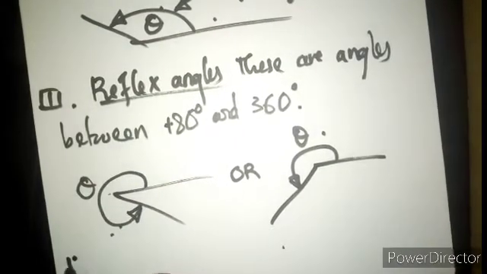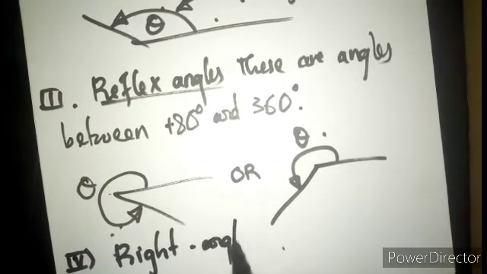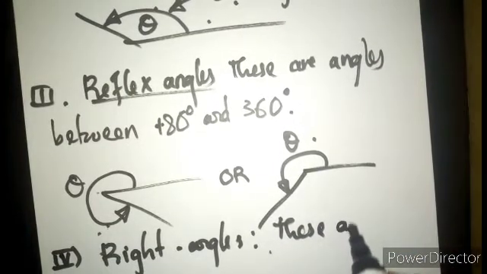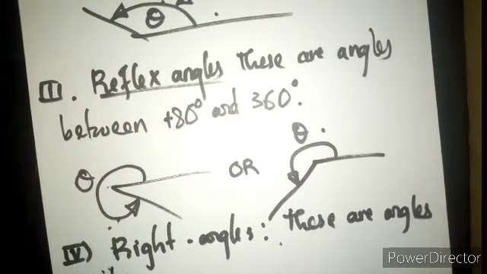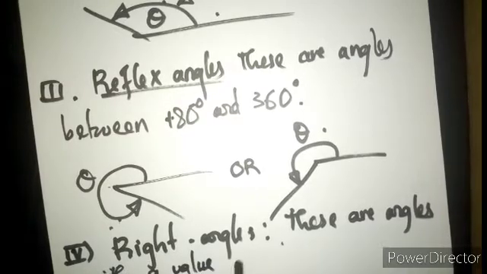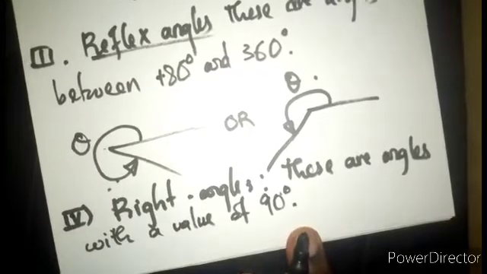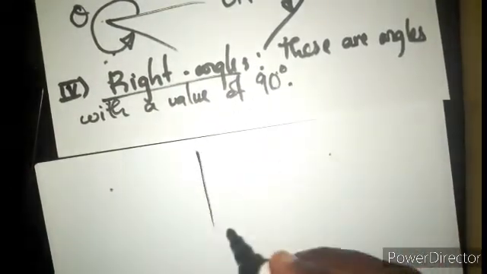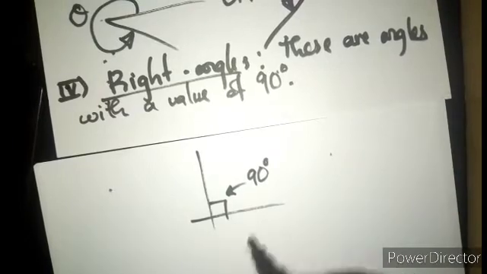The fourth we'll talk about is the right angle. What is a right angle? These are angles with a value of 90 degrees. Angles with a value of 90 degrees are what we call right angles. For an illustration, we have this angle, which is supposed to be 90 degrees, so it's a right angle.